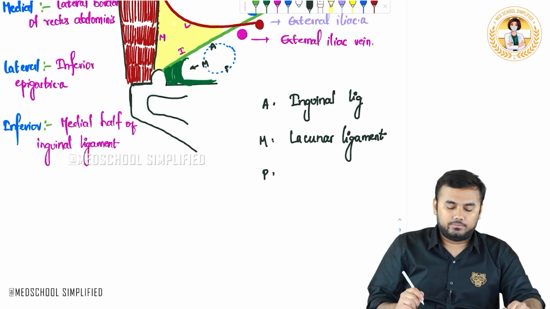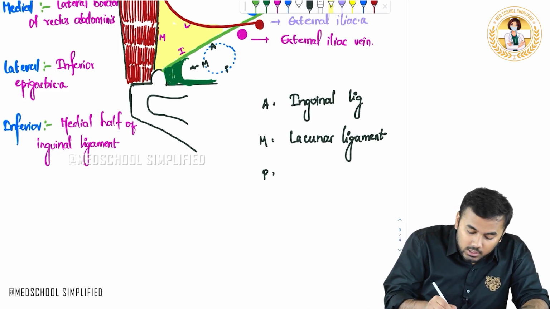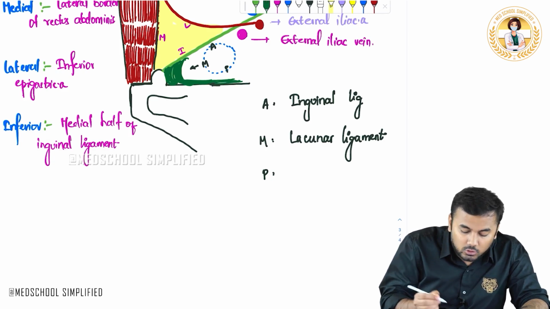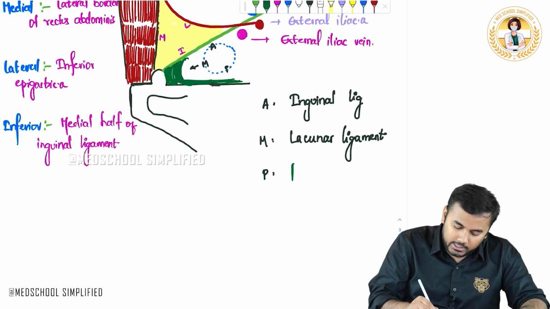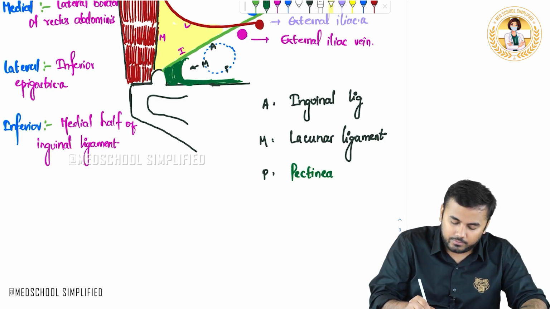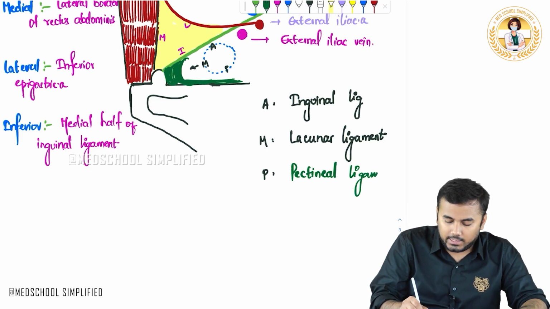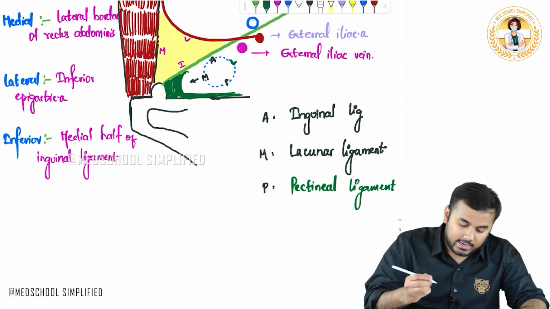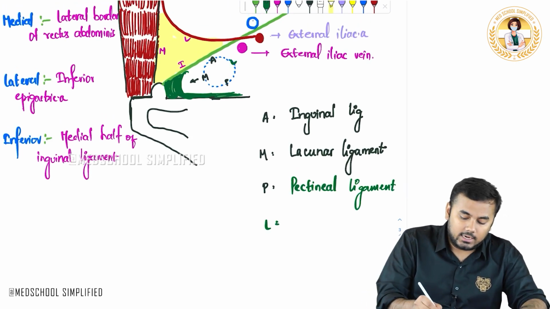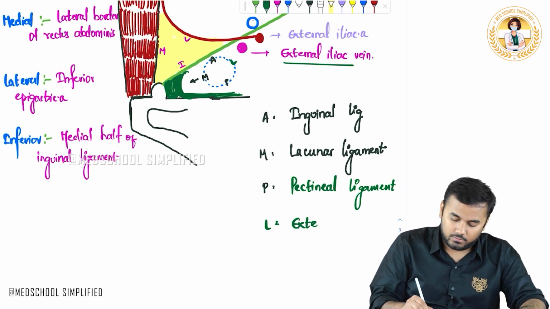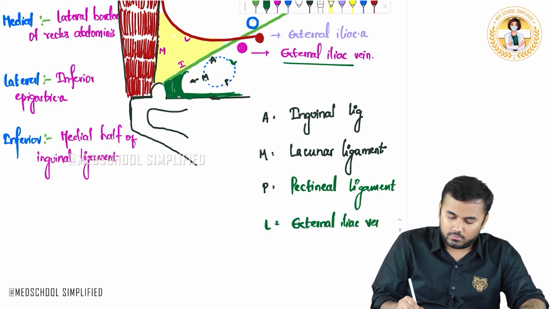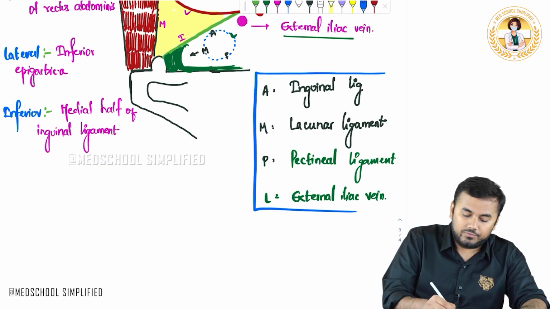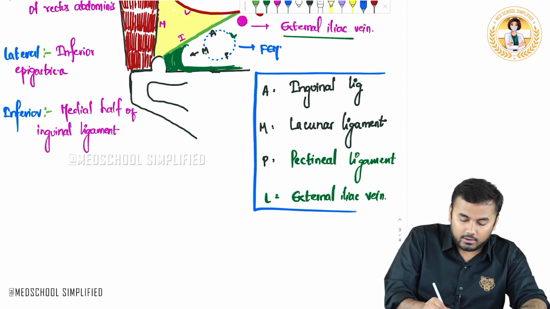Next, posteriorly, what do I have? See, posteriorly, for example, if I am extending the pectineal line, even this pectineal ligament is also extended. So, posteriorly, I have pectineal ligament. And finally, laterally, what do I have? External iliac vein, right?